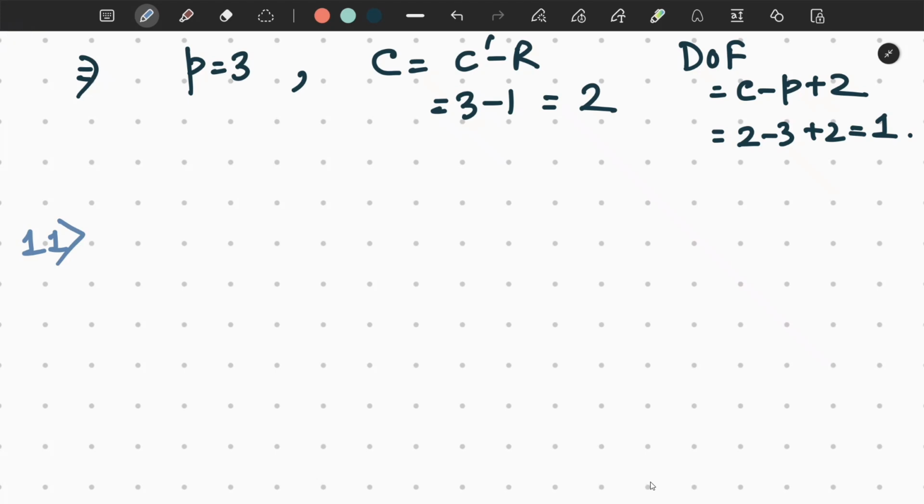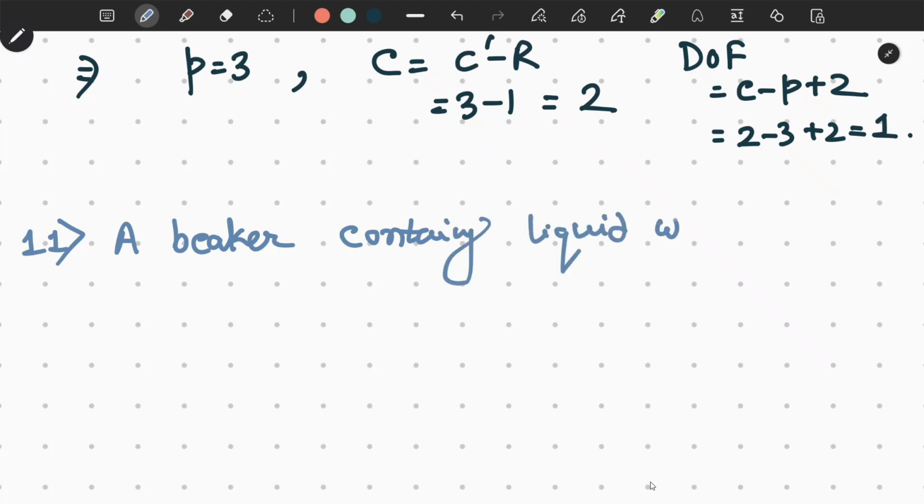A few more questions are there. Let us discuss, then we'll discuss that process clustering. We have to discuss that also because this type of question, you have to cover the things. Let us speed up. The beaker containing liquid water and sand. What will be the phase, components, and degrees of freedom?